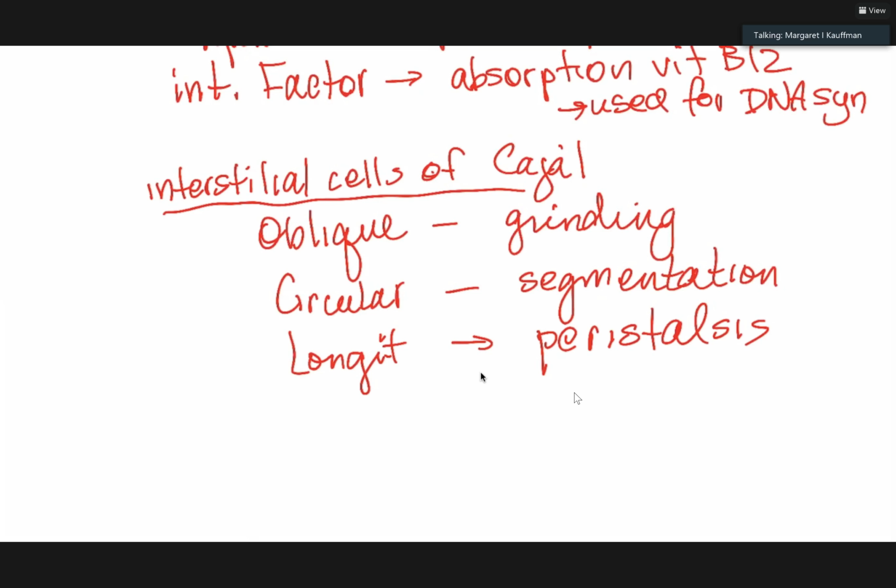So all the longitudinal will send a signal of contraction that will go in a wave-like pattern down the length. And that would tend to move things up against that pyloric sphincter. The circular will squeeze and the oblique will grind for segmentation. Now, let's see what the next question asks.